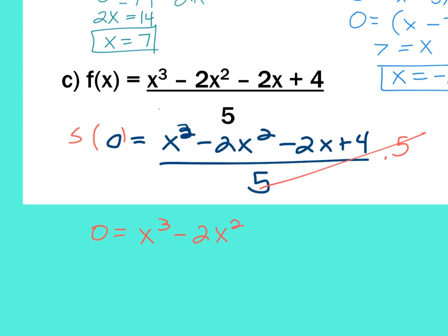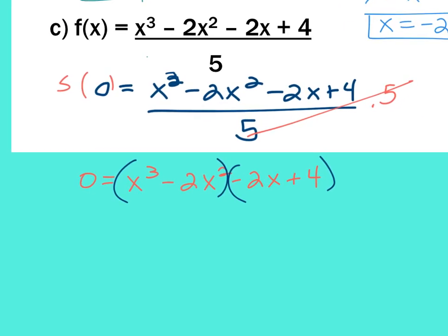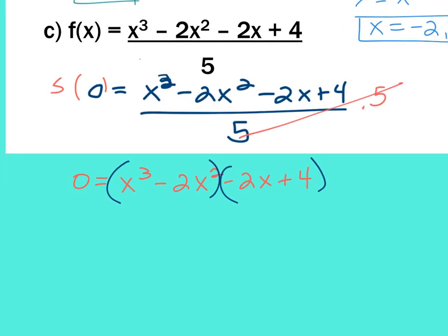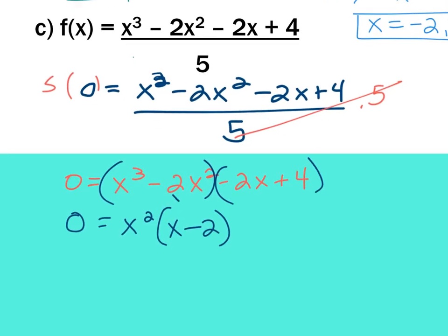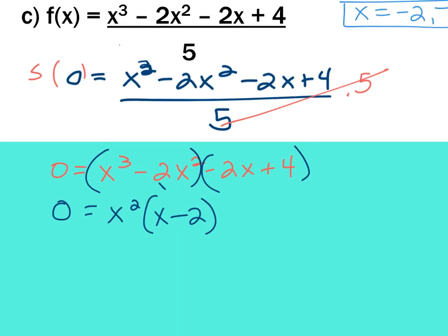Minus 2x squared minus 2x plus 4. What do you do when there's 4 terms? Group. Factor by grouping. So from the first set of parentheses, you can take out what? X squared. And from the second one, what can go into both negative 2x and 4?